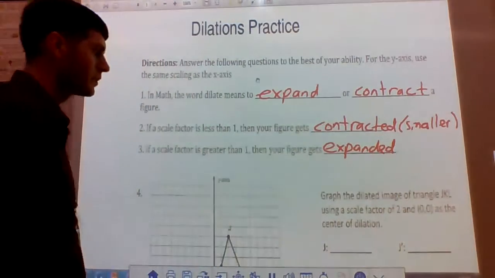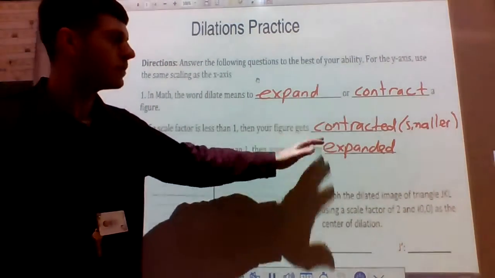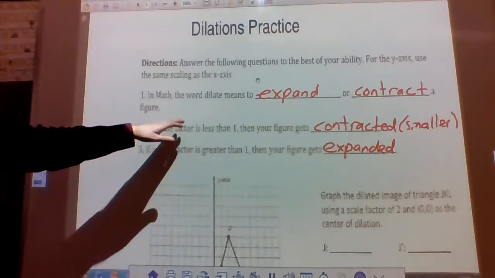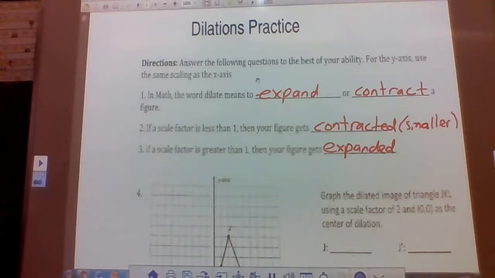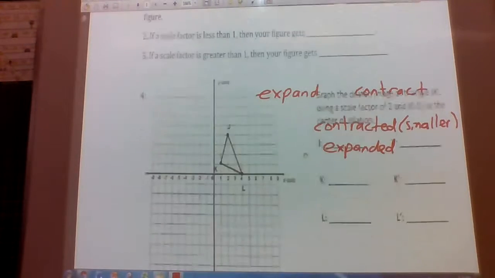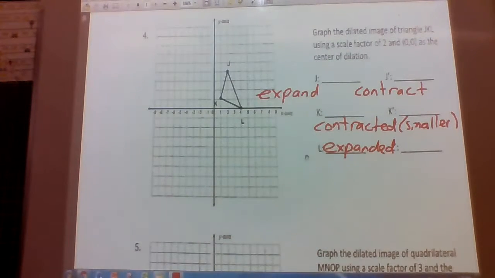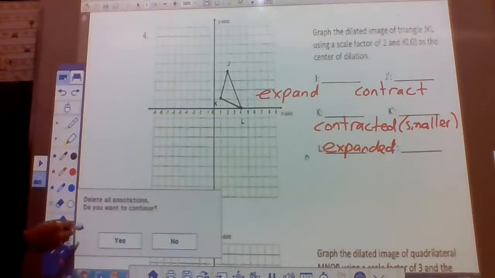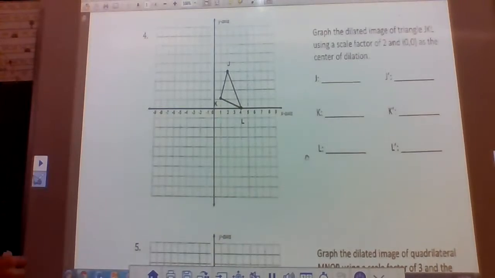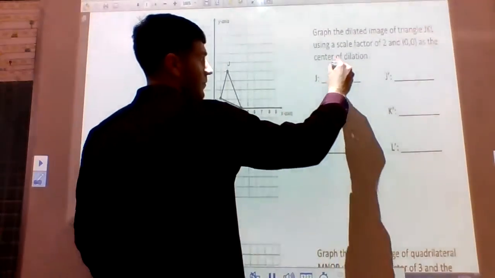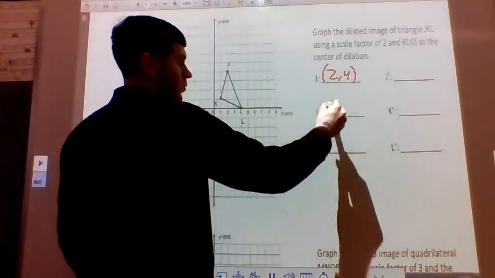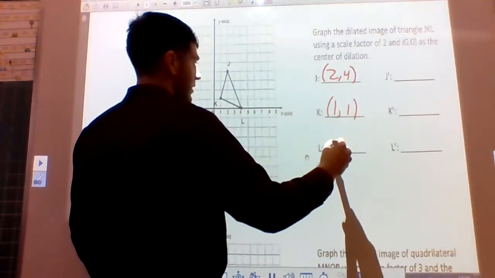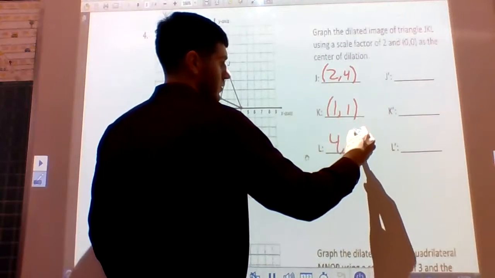If you multiply by a number greater than one, that number is going to get bigger. If you multiply by a number that's less than one but greater than zero, it's going to get smaller. So with dilations, all we're doing is multiplying the coordinates by the scale factor here. So we have the points J is 2, 4. The point K is 1, 1. And the point L is 4, 0.